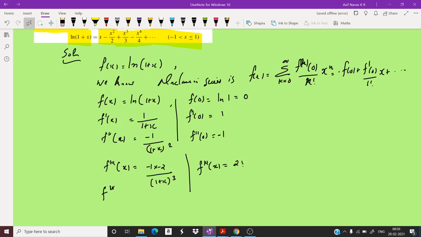Similarly, the fourth derivative of f(x) is minus 1 into minus 2, you can take outside, into the derivative of 1 by (1 + x) cubed, that is equal to minus 3 divided by (1 + x) raised to 4. So you will get the fourth derivative at 0 equal to minus 1 into minus 2 into minus 3, which is equal to minus 3 factorial. Continuing like this, the fifth derivative at 0 is plus 4 factorial, the sixth derivative at 0 is minus 5 factorial, etc.